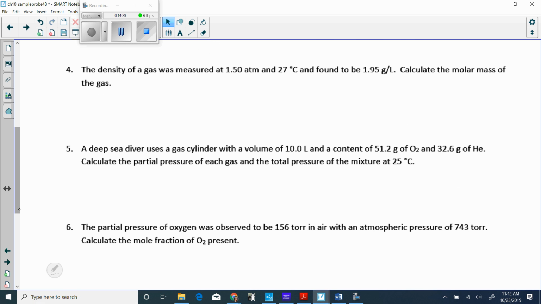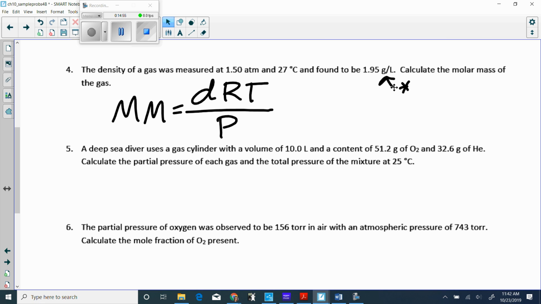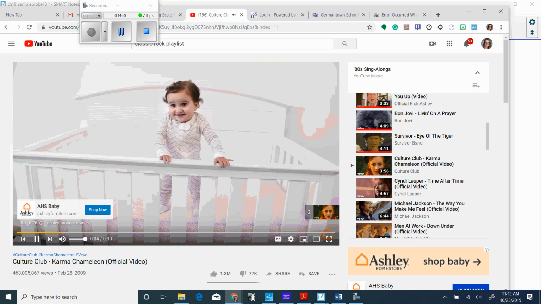The density of a gas was measured at 1.5 atm. Here's your temperature. They gave you the density in the correct units. But watch this. It has to be grams per liter. Calculate the molar mass. These are so easy. D R T, regular R, 0.08206, divided by P. It's just a rearrangement of the ideal gas law, which makes it super easy for you. Plug it in and push your buttons. R is 0.08206, because that's what R is.